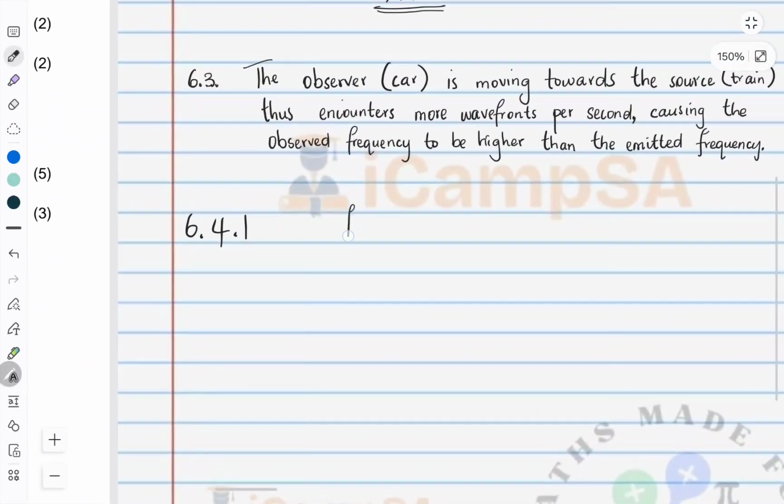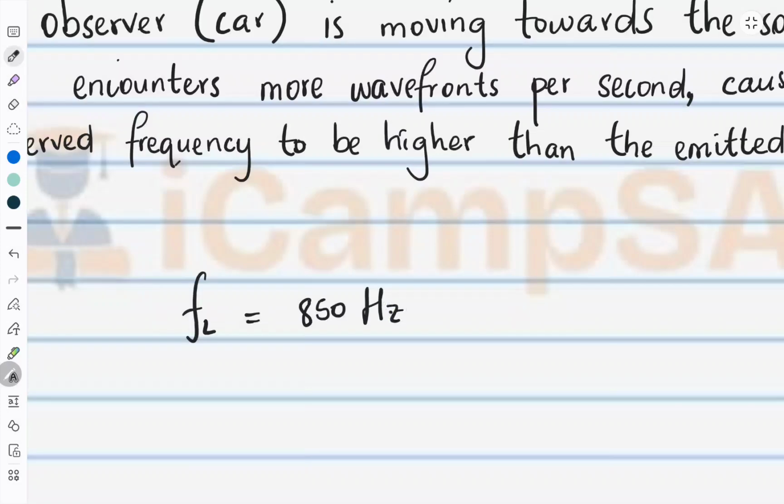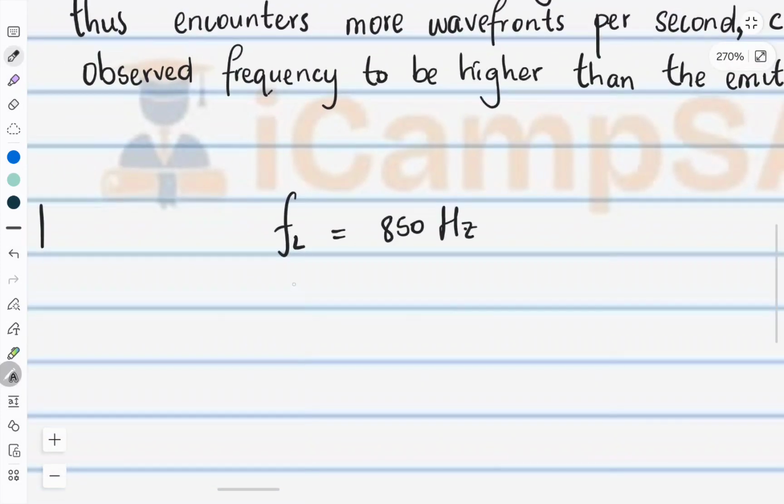So we know the frequency of the listener, which is the observer. Usually we use FL to say frequency of the listener or observer. We are told it's 850 hertz. What else do we know? We know the wave speed, which is 340 meters per second. What else do we know?